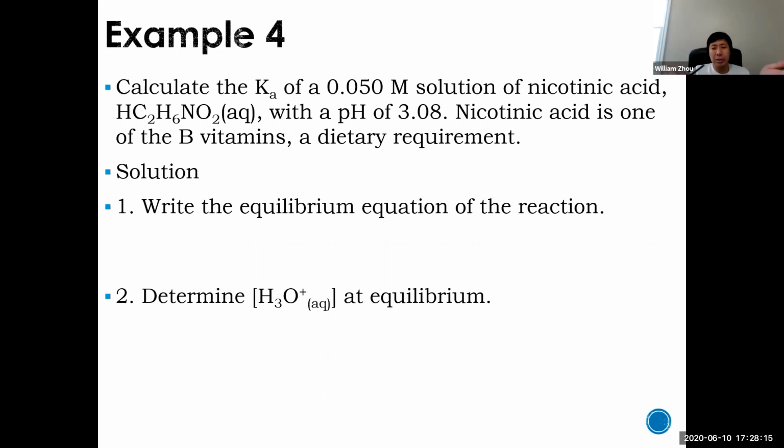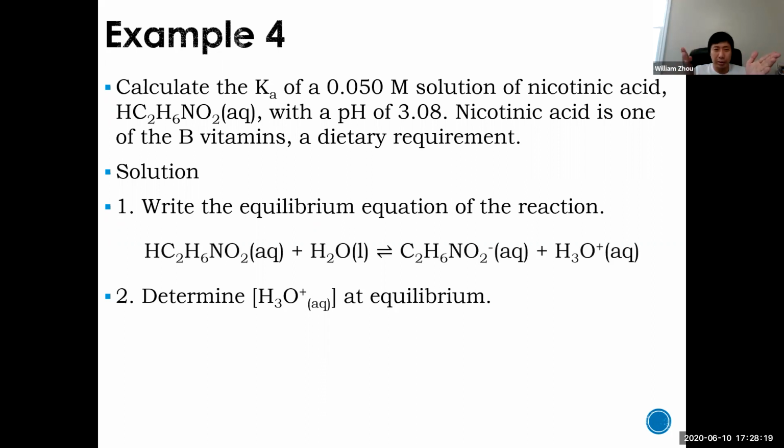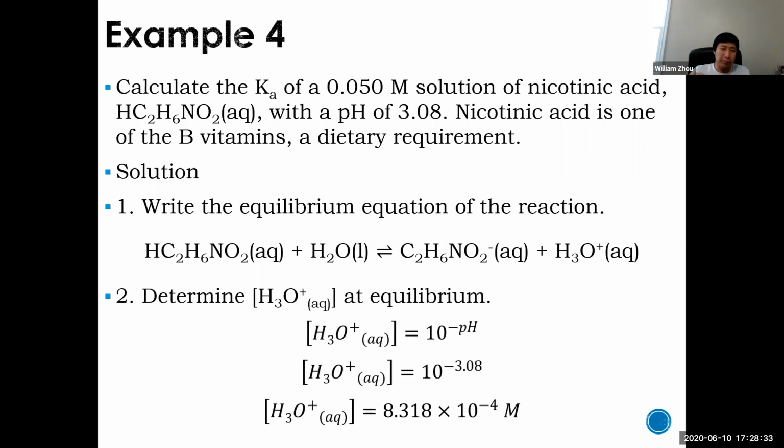So to do this one, you would write the equilibrium equation. Whatever this nicotinic acid, you start with H, so you're going to lose that H to water. Determine hydronium at equilibrium. Well, it's the same thing as before. 10 to the negative pH, and it's 10 to the negative 3.08, so you have 8.318 times 10 to the negative 4. So that is the concentration of hydronium. You got that from the pH.